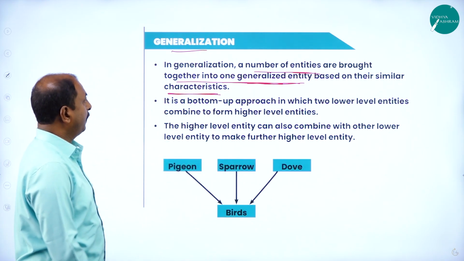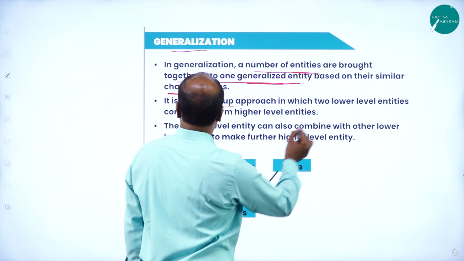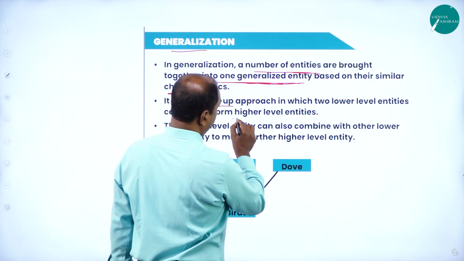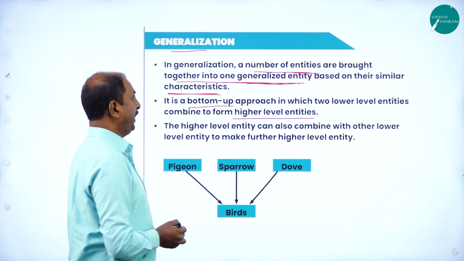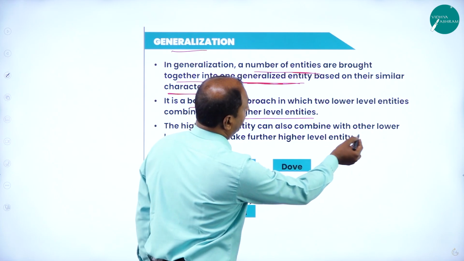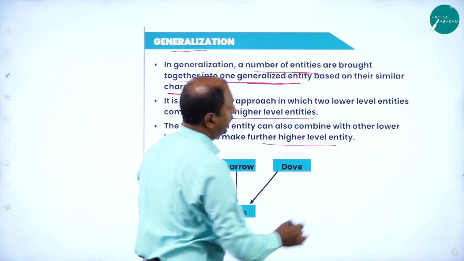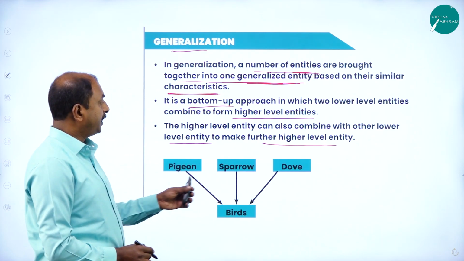Now it is a bottom-up approach in which two lower level entities combine to form a higher level entity, and the higher level entity can also combine with another lower entity to make a further higher level entity. So look at the diagram here.